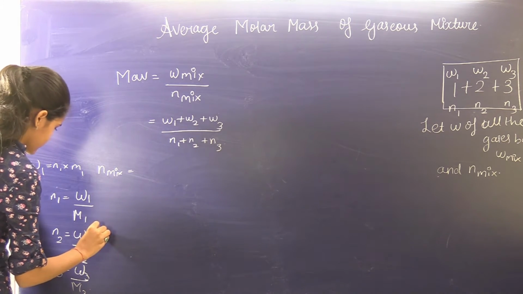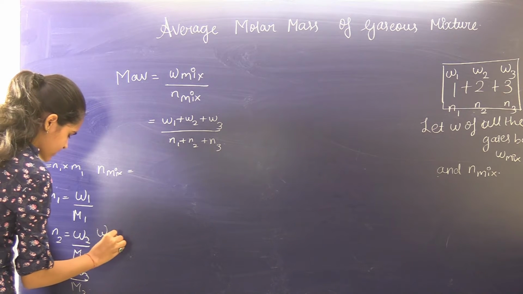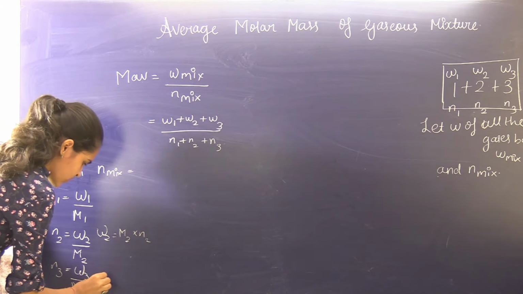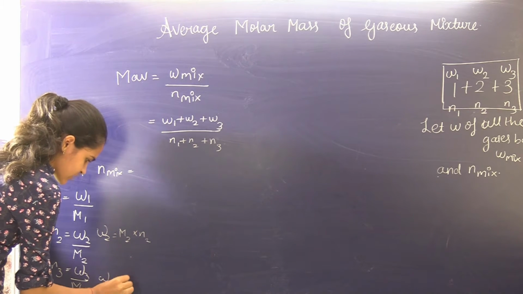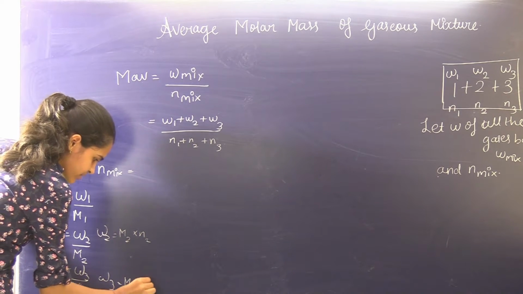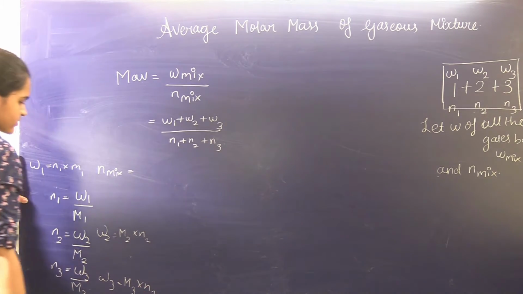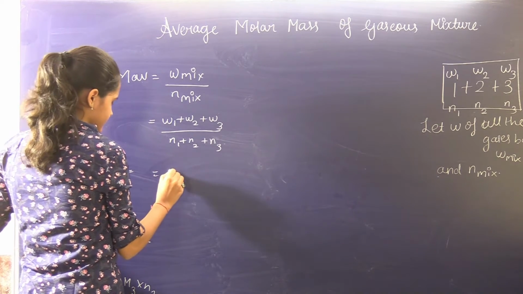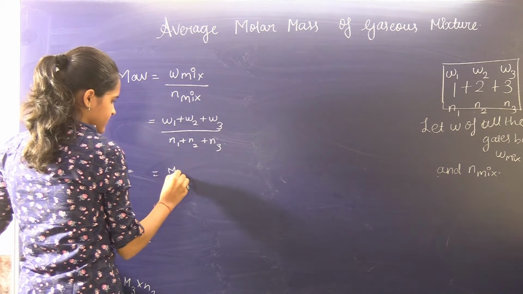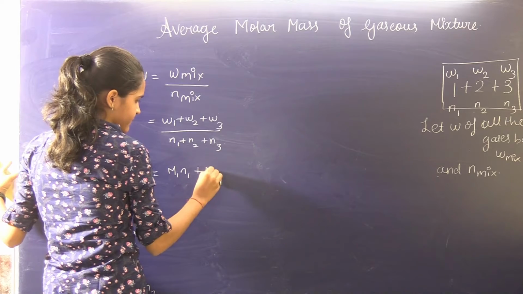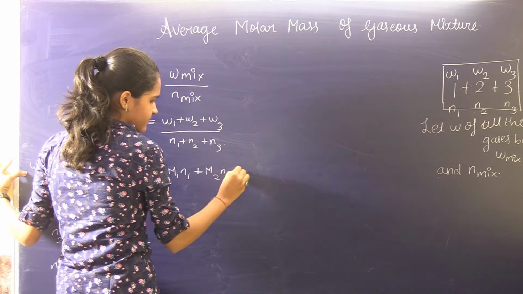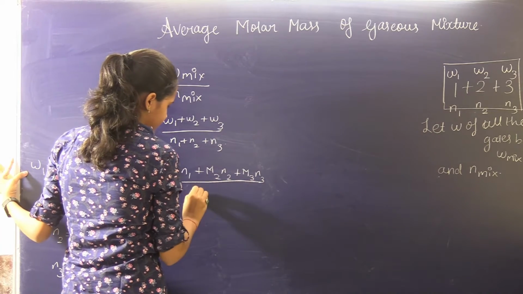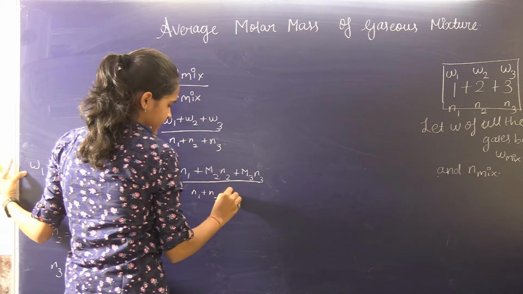Weight of gas number 2 is equal to molar mass of gas 2 into number of moles. Weight of gas 3 is equal to molar mass of gas 3 into number of moles. So we can replace this by this. So the second formula will be M1 into N1 plus M2 into N2 plus M3 into N3 upon N1 plus N2 plus N3.